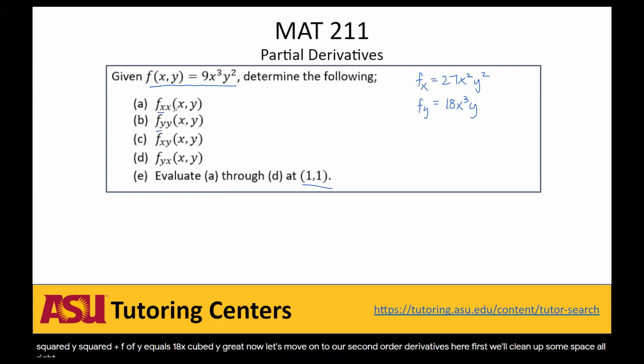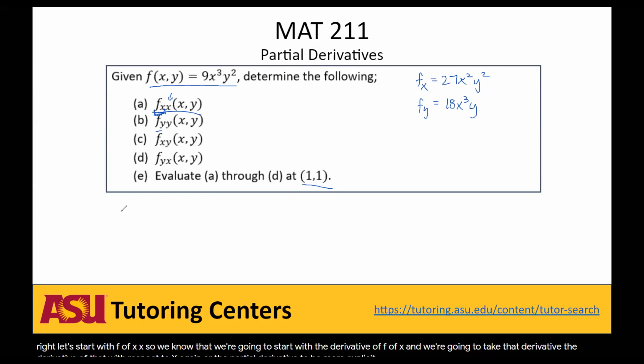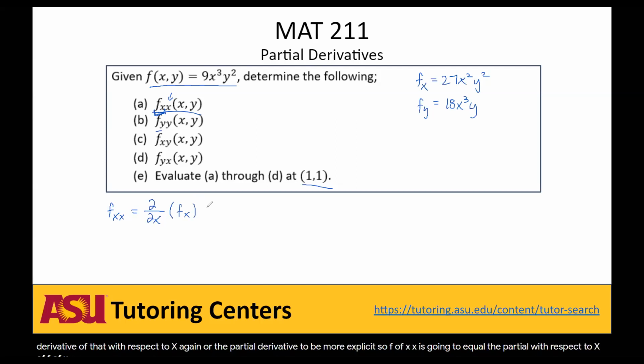All right, let's start with f of xx. So we know that we're going to start with the derivative of f of x, and we're going to take the derivative of that with respect to x again, or the partial derivative to be more explicit. So f of xx is going to equal the partial with respect to x of f of x, and so we can write in our 27x squared y squared, because that's our f of x here.